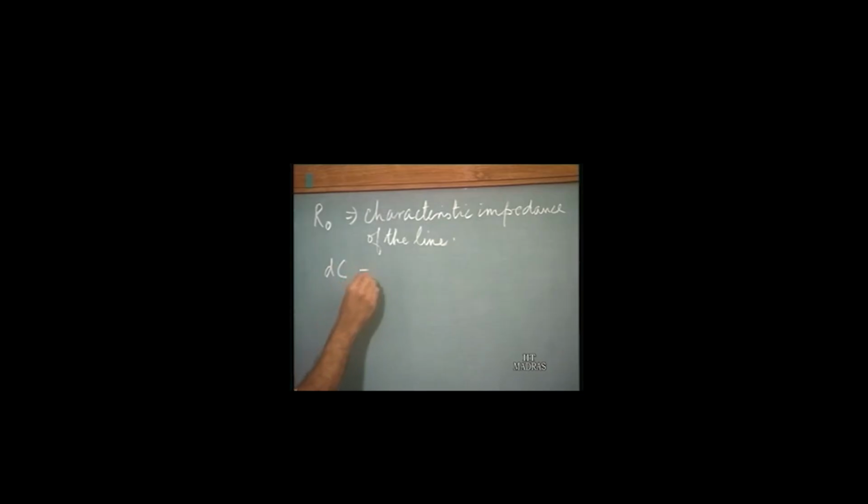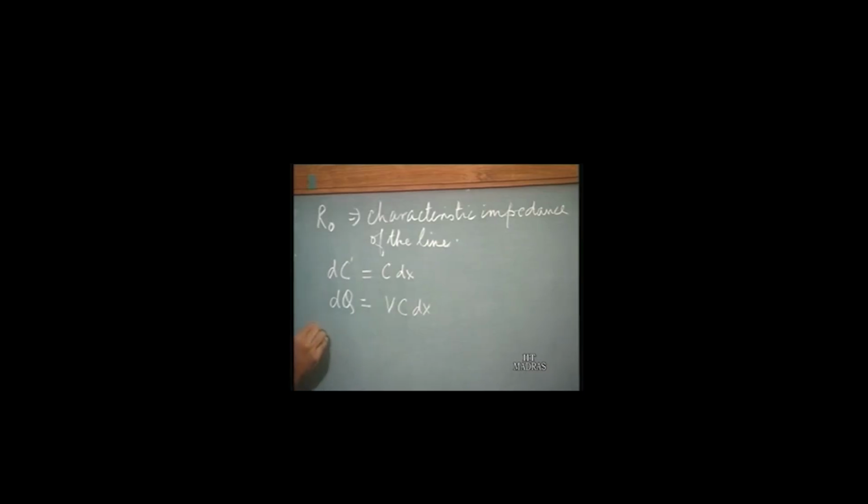So we say dC is equal to C into dx. That is the extra capacitance. C is the capacitance per unit length. I shall put C prime as the total capacitance. Now, what is the extra charge that is required? This is the capacitance, and it was charged by a voltage V. So V C dx is the total charge, and therefore the current.